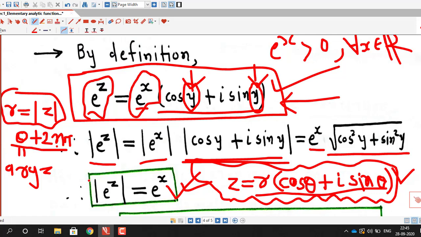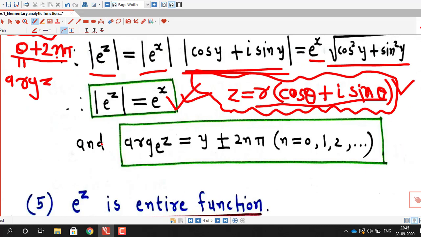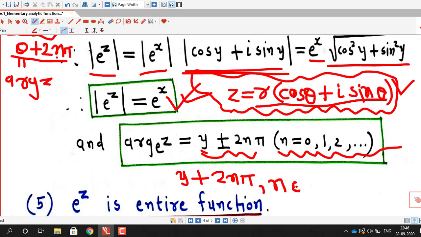But to include all possible values, we will write plus 2n pi. So therefore argument of e raised to z is y plus or minus 2n pi. N can take the values 0, 1, 2 and so on. Instead of writing in this way, we can write in this way also. Argument of e raised to z is y plus 2n pi, n is any integer. So both are correct. If I don't want to write n is any integer, I will write y plus or minus 2n pi, and the possible values of n are 0, 1, 2 and so on.